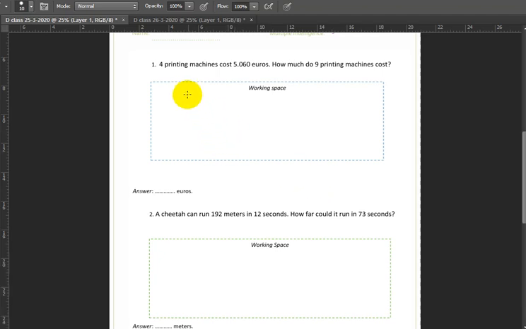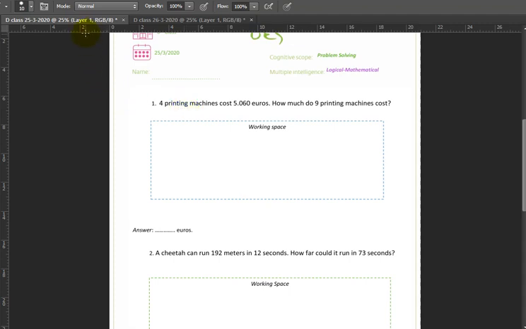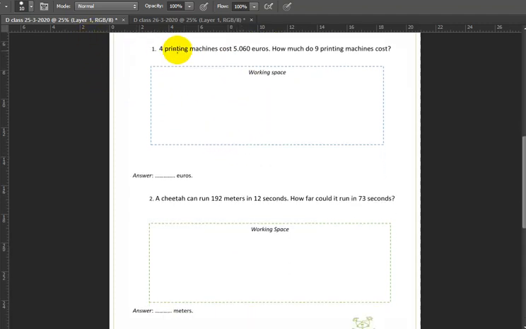Okay, so we're going to start with the exercise of Wednesday. This is the one that you had on Wednesday. This exercise says in the first problem, 4 printing machines cost 5,060 euros altogether. So how much do 9 printing machines cost? In order to do this, we first need to use this information that 4 printing machines are 5,060 euros to figure out how much one machine costs, and then from that, figure out how much 9 machines cost.